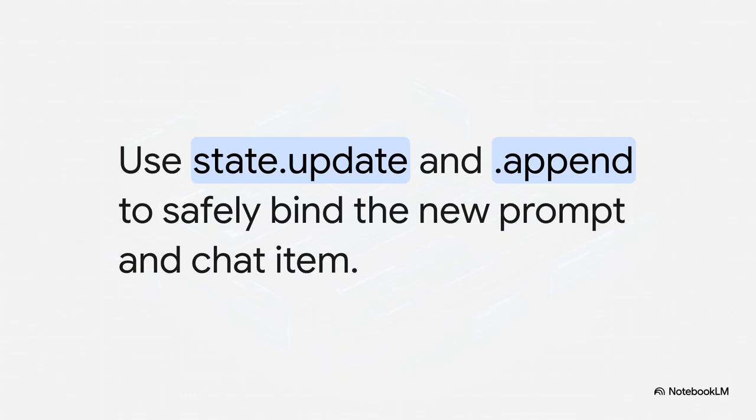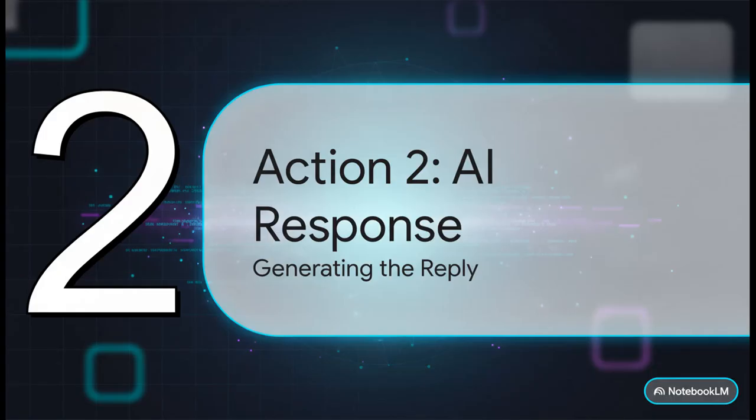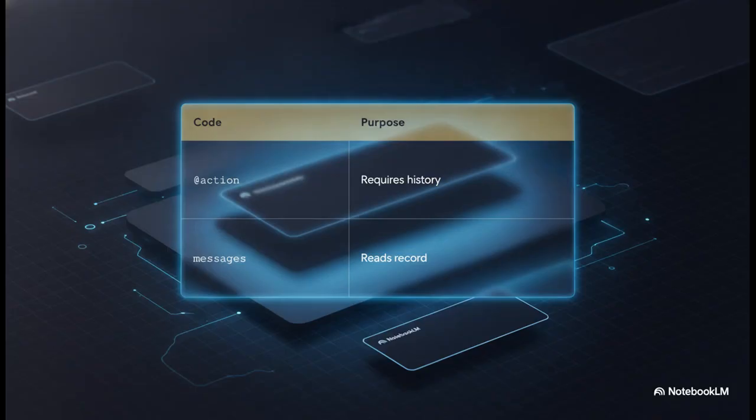Instead, we call state.update to bind the new runtime prompt into the durable state, and then we call .append to safely push the formatted user message directly into our chat history array. The action then returns a brand new state object, perfectly preserving our audit trail. Action 2. AI response. Now, our AI response action has a totally different contract.